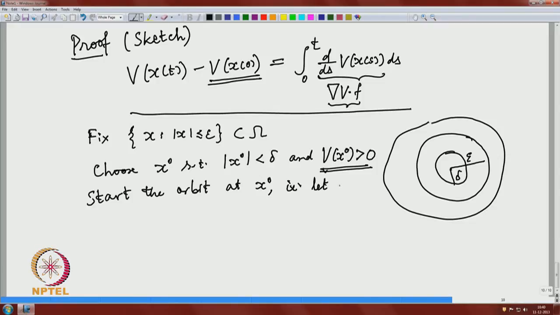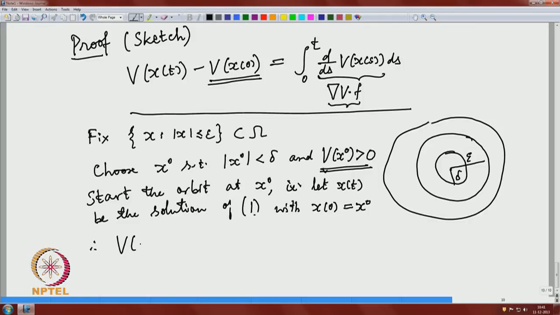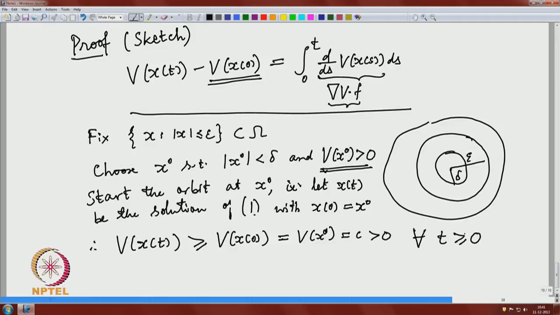So, let x(t) be the solution of our system 1 with x(0) equal to x 0. Okay. So, then by the second hypothesis, and therefore by the fundamental theorem of integral calculus and the assumption, we see that V of x(t) is bigger than or equal to V of x 0. So, this is V of x 0, and call this c, and this is positive. Okay. So, this is true for all t bigger than or equal to 0. So, that is important.